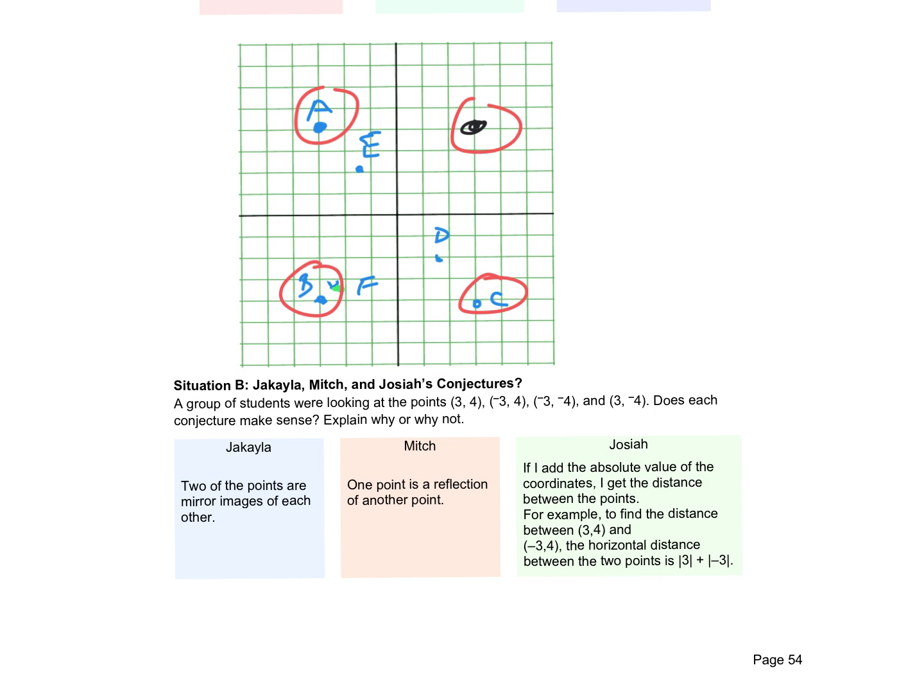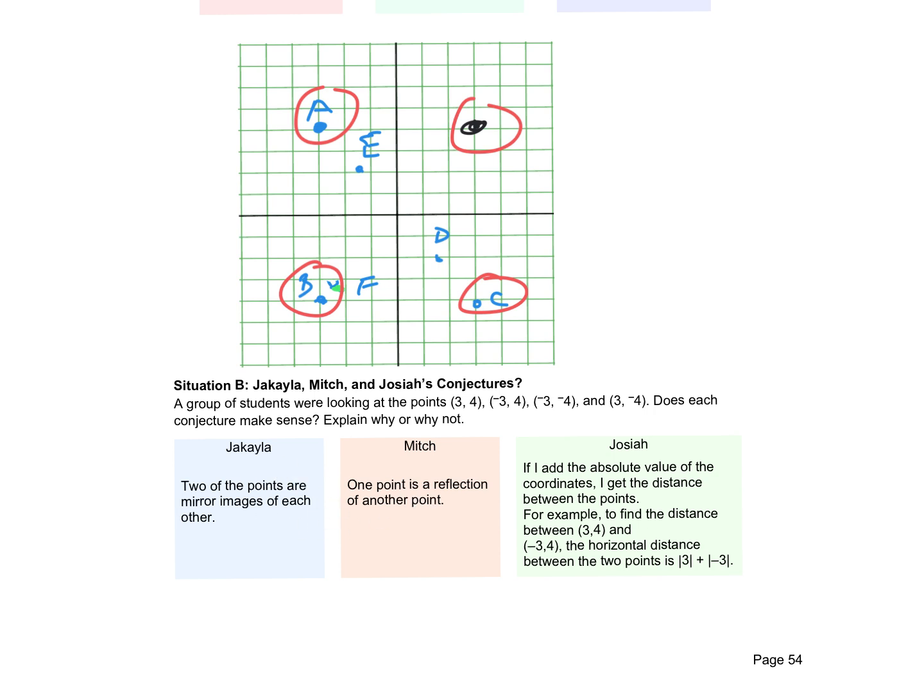All right, let's take a look at what Mitch had to say. One point is a reflection of another point. Mitch is also correct. The mirror image is also a reflection. The x-axis and y-axis are like mirrors. The origin also acts like a mirror for these points. You may have noticed or thought that these two are basically saying the same thing.